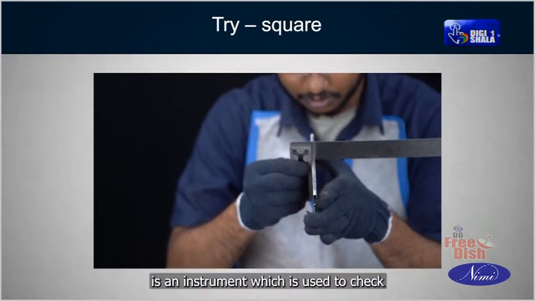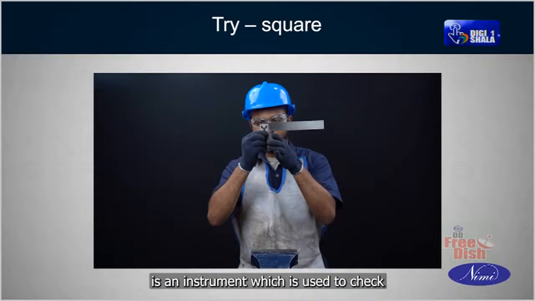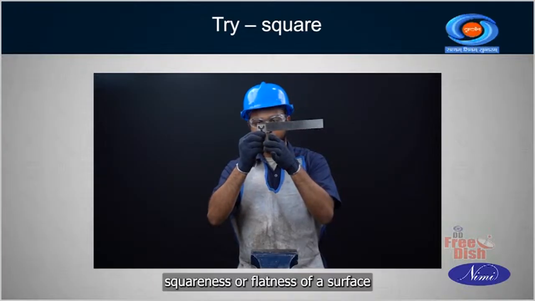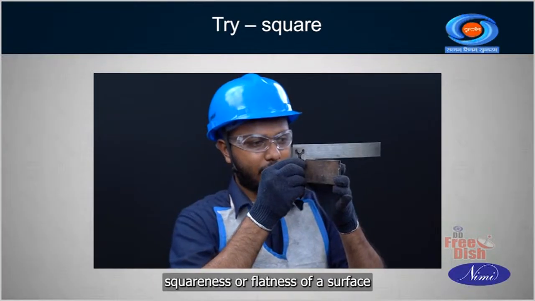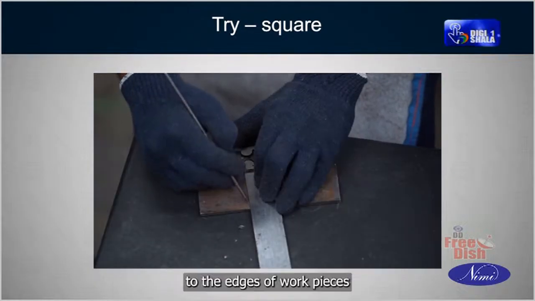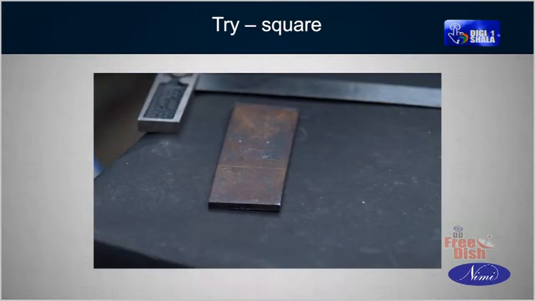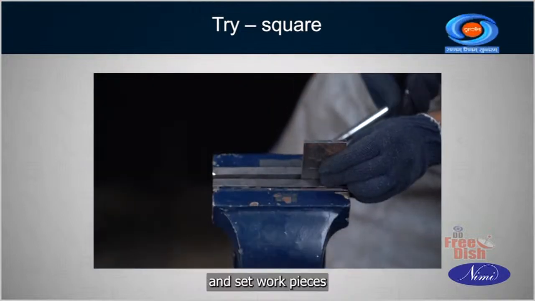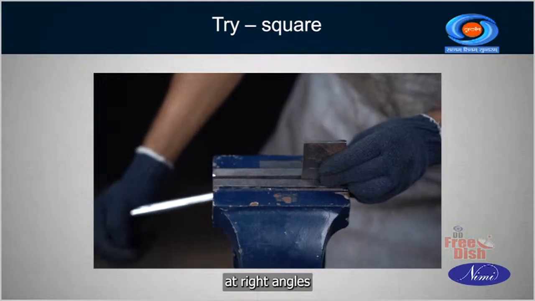The try-square is an instrument which is used to check squareness or flatness of a surface. Mark lines at 90 degrees to the edges of workpieces and set workpieces at right angles.